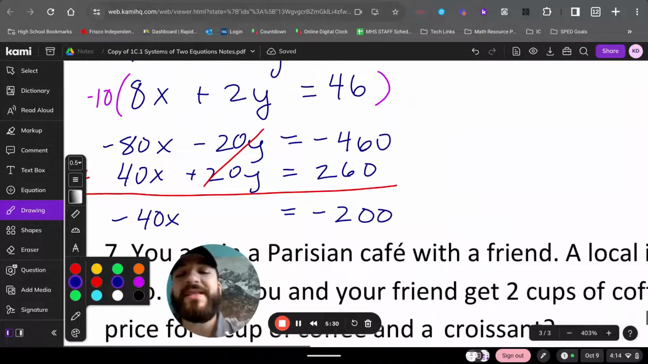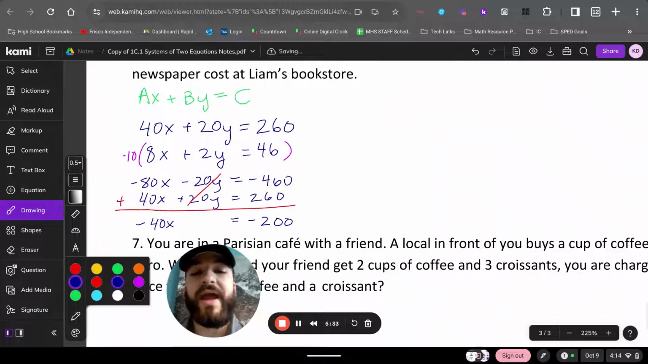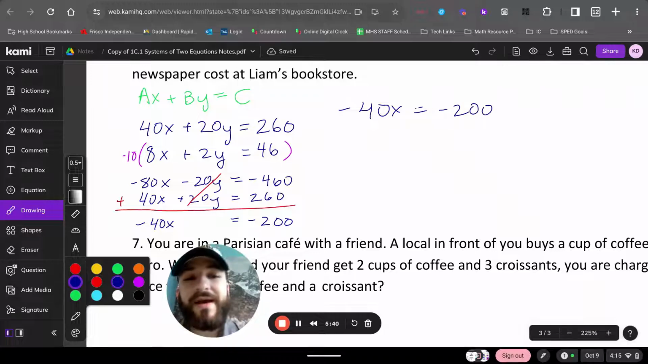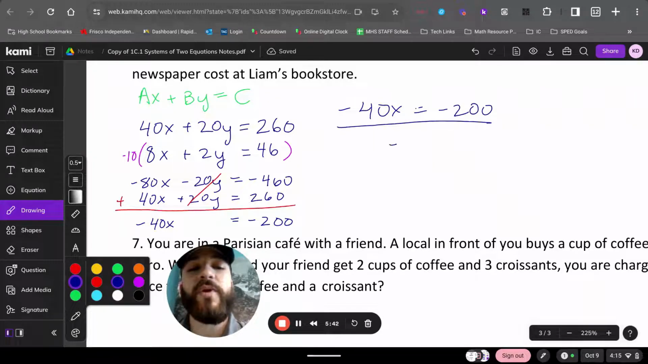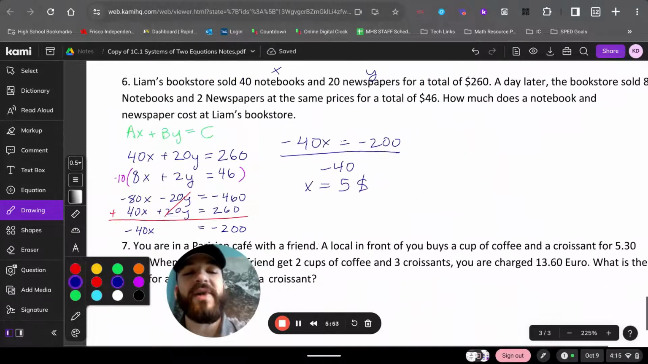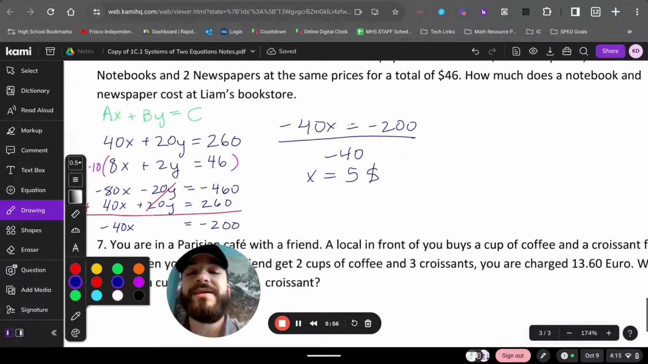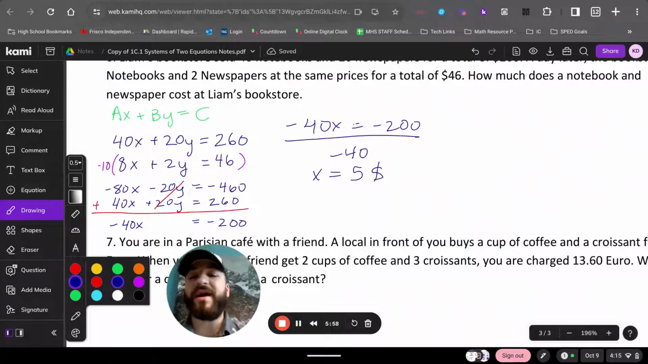So that gives me this simplified equation of -40x is equal to -200. And then dividing both sides by -40, that gives me x is equal to 20 divided by 4, which would of course equal 5. And this is in dollars, so that means x is equal to $5. If x is equal to $5, I can pick either equation to plug into. I'm going to do that second one because my numbers are a little bit smaller.